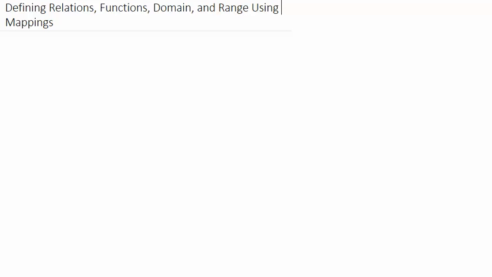We're going to define some very basic terms when it comes to functions. We're going to define relations, functions, domain, and range, and we'll do that through the use of the most simple representation, a mapping. Now there's a lot of basic information in this video to get you going on functions, so if you need to pause and rewind, feel free to do so.